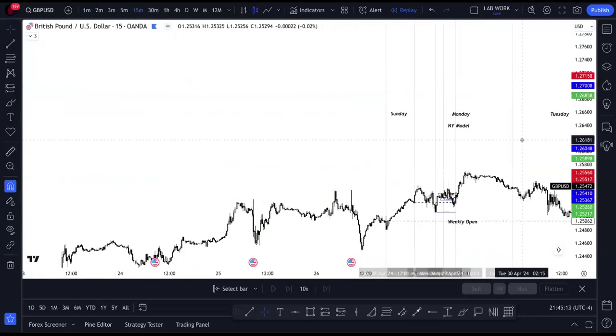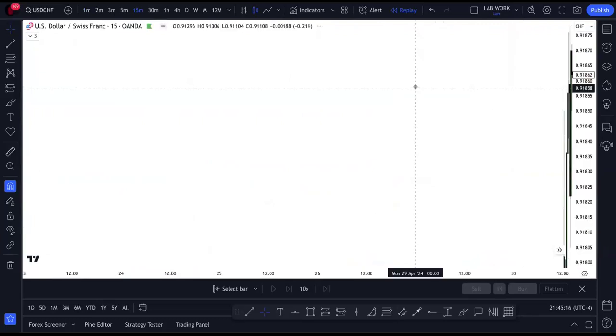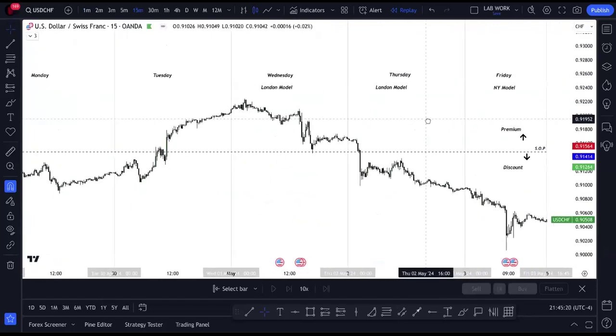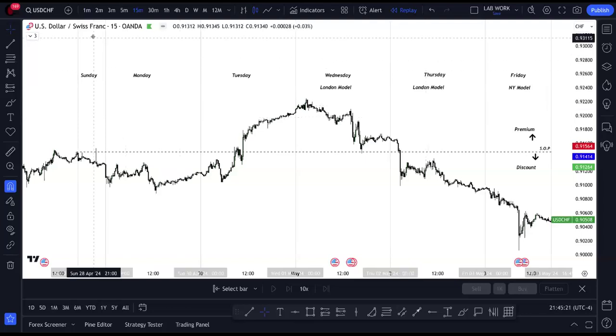Now we're gonna talk about a pair that I don't trade, but the only reason we're talking about it is because I want to be diverse. I don't want people to tell me, "Oh, you're cherry picking. You're only picking certain pairs." We're looking at you, Swissy, right? Swiss franc. I don't trade this thing, but the model still shows itself too.